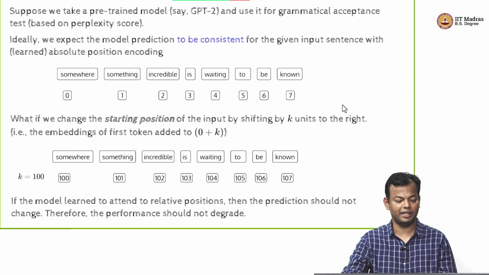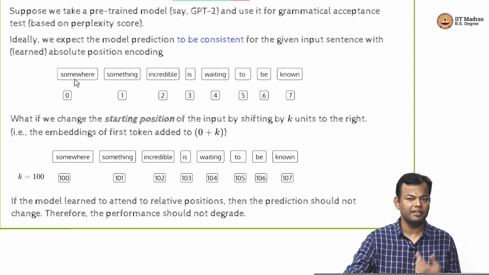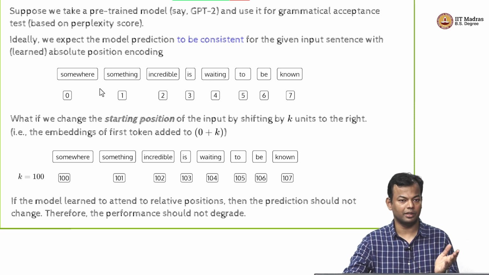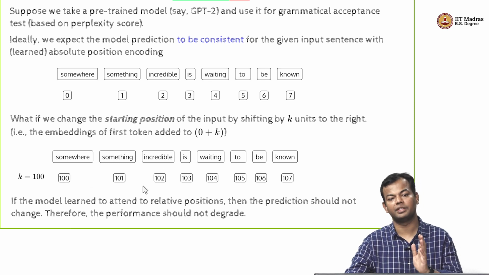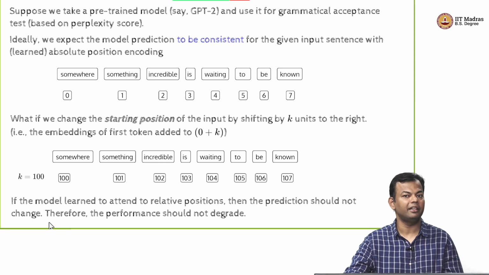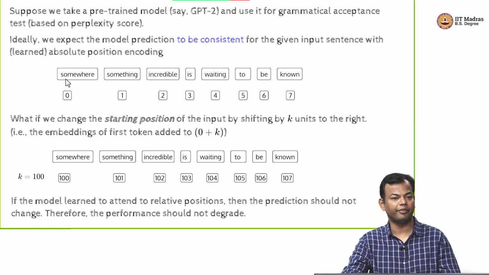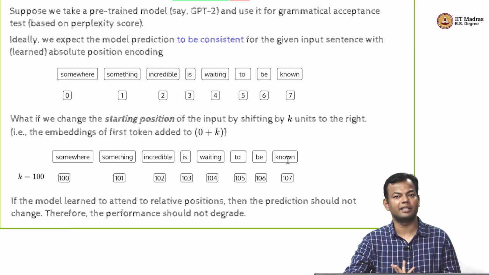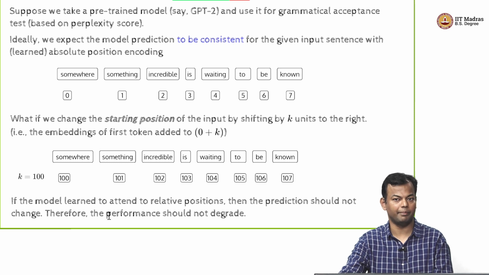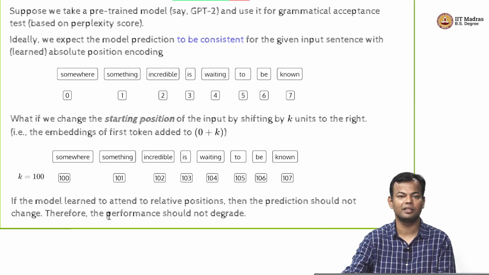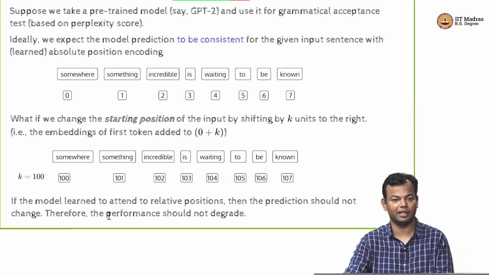What we mean by relative is that in both these sentences, somewhere is the first token. Just because I've said it's the 100th token, something is the next token related to somewhere. Incredible is the token at a distance from somewhere. That relative distance is not changing. So if the first sentence was grammatically correct, then given the second sentence has the same structure, it should also be grammatically correct, if this relative information was actually being encoded in the positional embeddings. Because then it just means that the fourth word is related to the first word somewhere, and this seems to be grammatically correct, right?